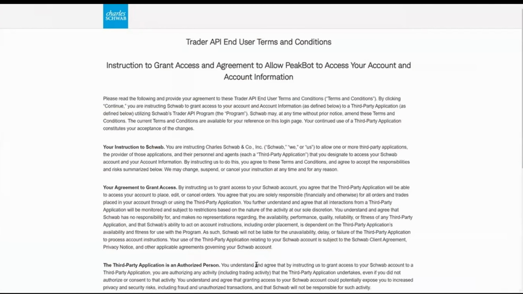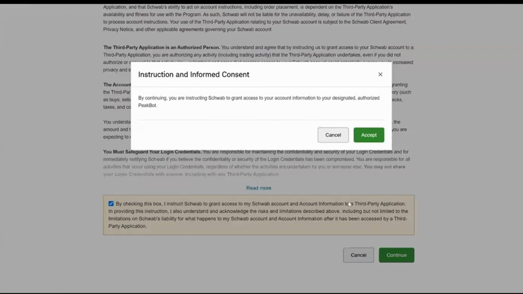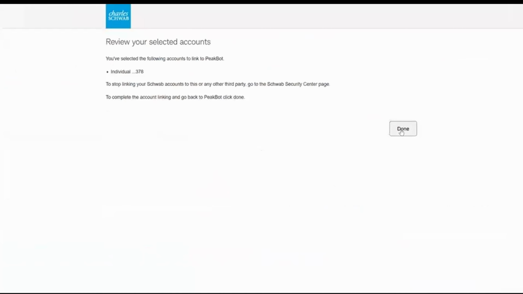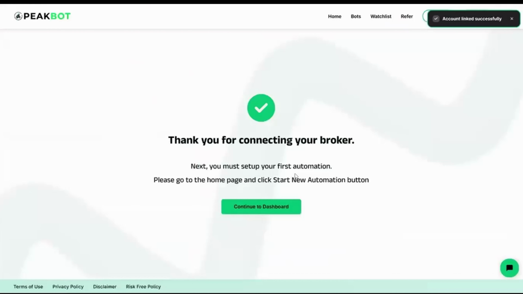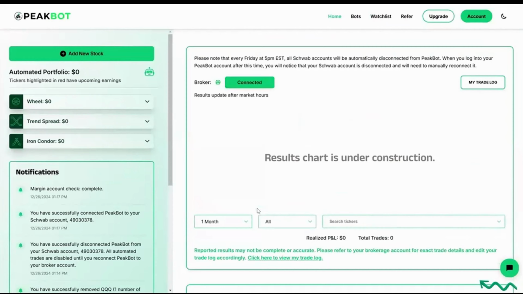As you log into your Schwab account, it takes you straight to an API user agreement to allow PeakBot to access your account. You'll just scroll down, accept, continue, accept. I set up a specific account to test this, so we make sure we connect to the right account. I specifically set up a special account with just $5,000 in it. And that is literally how easy it is to link it to the PeakBot.